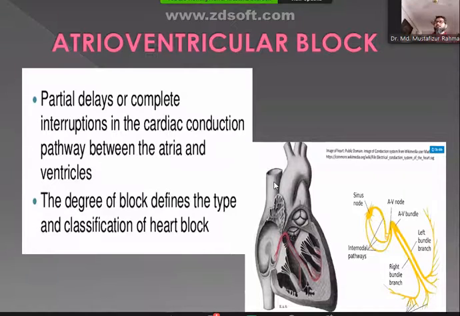So let us start the atrioventricular block. Next one is atrioventricular block. There are partial delays or complete interruption in the cardiac conduction pathway between the atria and ventricle. Between atria and ventricle, there is the AV node. This is the main gateway of the conduction system. So here are the delays or complete interruption. Here is the diagnosis. The degree of block defines the type and classification of the block.